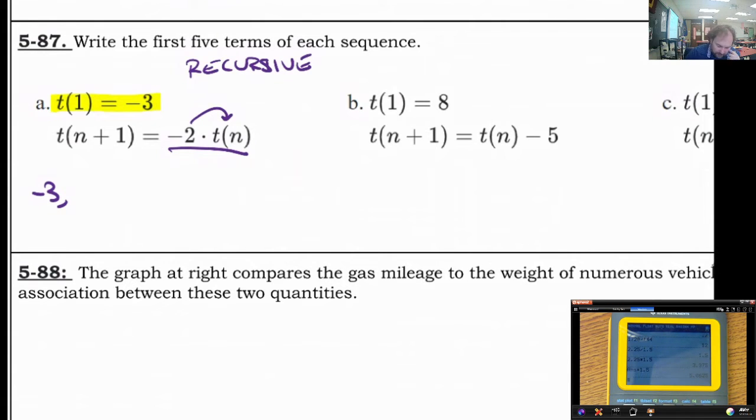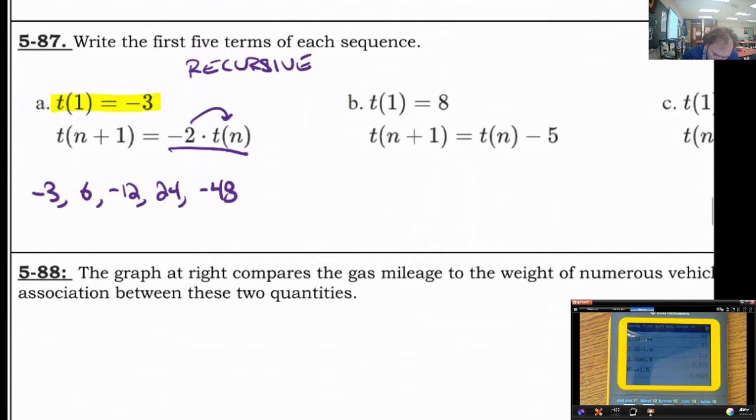So negative 3 times negative 2 is positive 6. 6 times negative 2 is negative 12. Negative 12 times negative 2 is positive 24. And 24 times negative 2 is negative 48. So you see this, it's increasing by 2. It's doubling every time. But you're also flipping from negative to positive the whole time too.